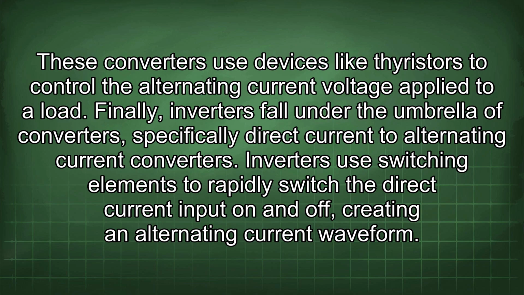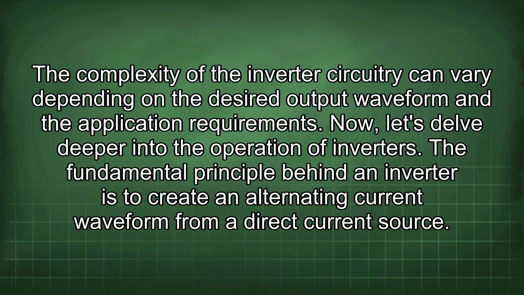Finally, inverters fall under the umbrella of converters, specifically direct current to alternating current converters. Inverters use switching elements to rapidly switch the direct current input on and off, creating an alternating current waveform. The complexity of the inverter circuitry can vary depending on the desired output waveform and the application requirements.